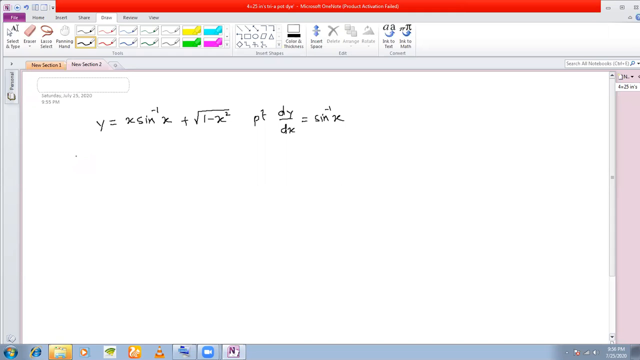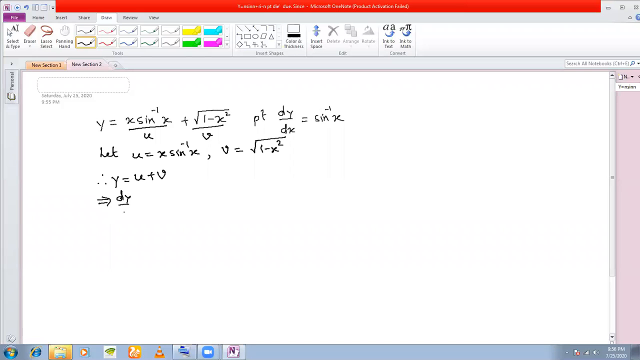Let us say, I'm simply taking this function as u, and I'm taking this function as v. Let u is equal to x sin inverse x, and let v is equal to root 1 minus x square. Therefore, y becomes the sum of the two functions, u plus v. Therefore, what is dy dx?